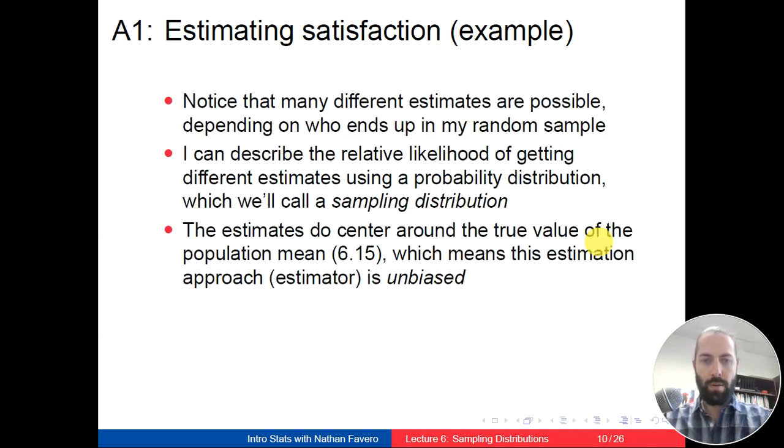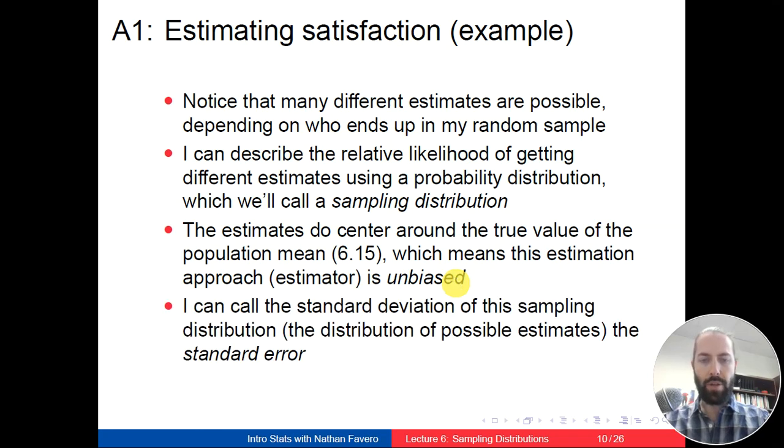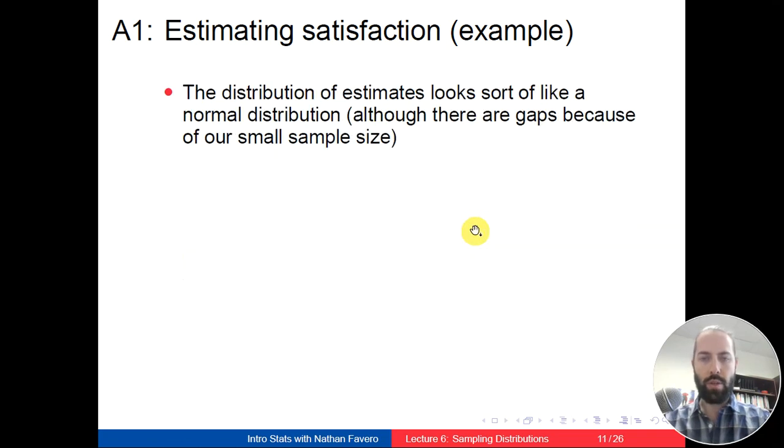For this sampling distribution, we say that this process is unbiased, because we're getting the right answer on average. And again, the standard error is the term we use to describe the standard deviation of this sampling distribution that was just plotted.